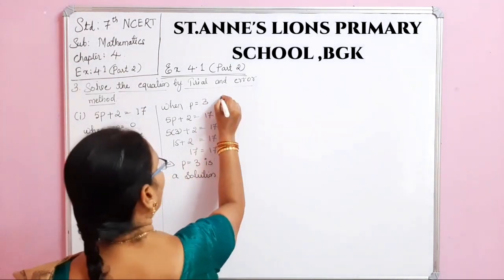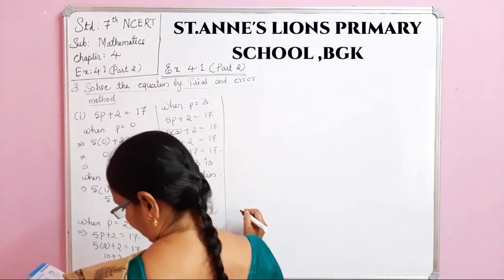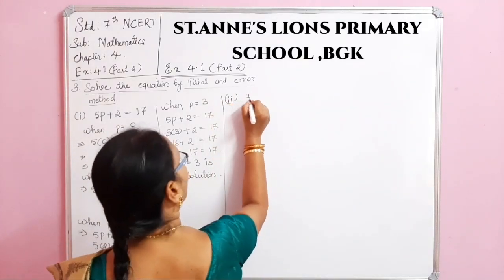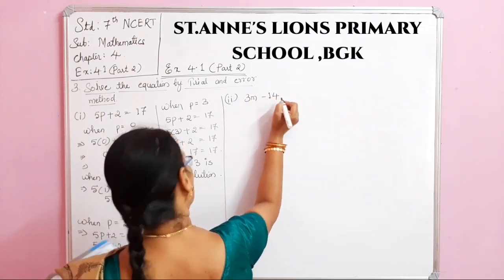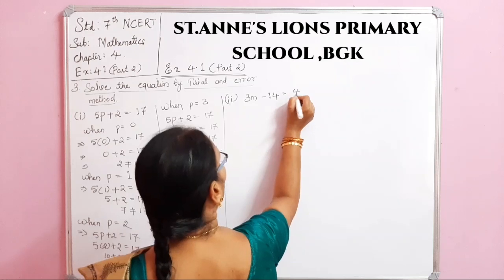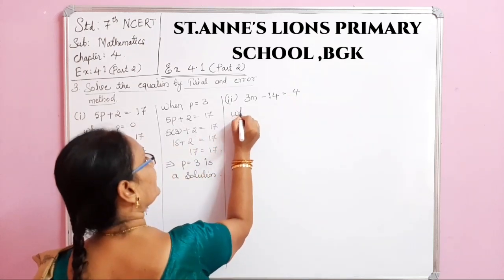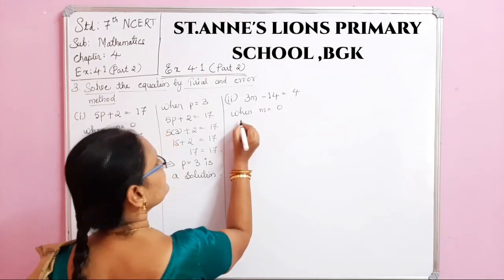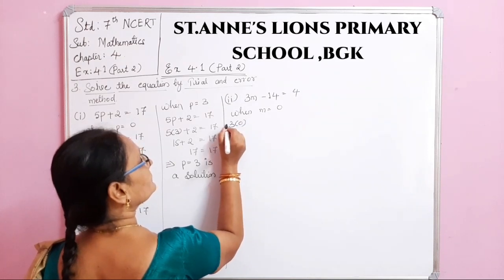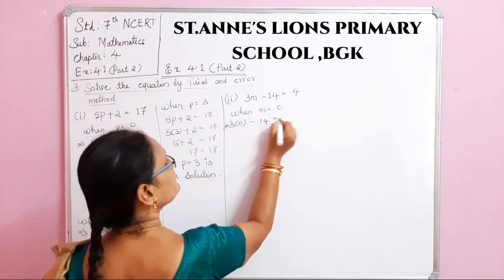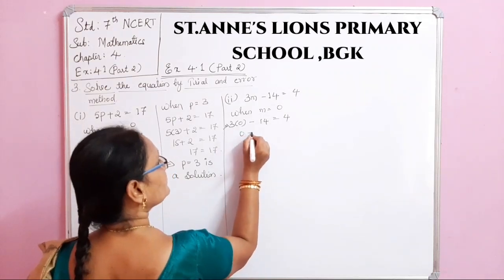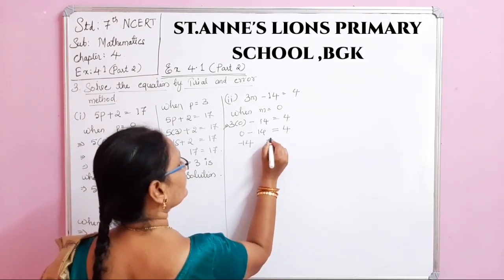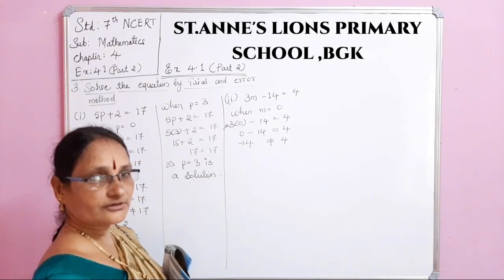The same way, one more they have given, trial and error method, that is the second one: 3m minus 14 is equal to 4. Here first we will take when m equal to 0. What happens? 3 into bracket 0 minus 14 is equal to 4. 3 zeros are 0, minus 14 is equal to 4. Minus 14 is not equal to 4. This is not the value then.